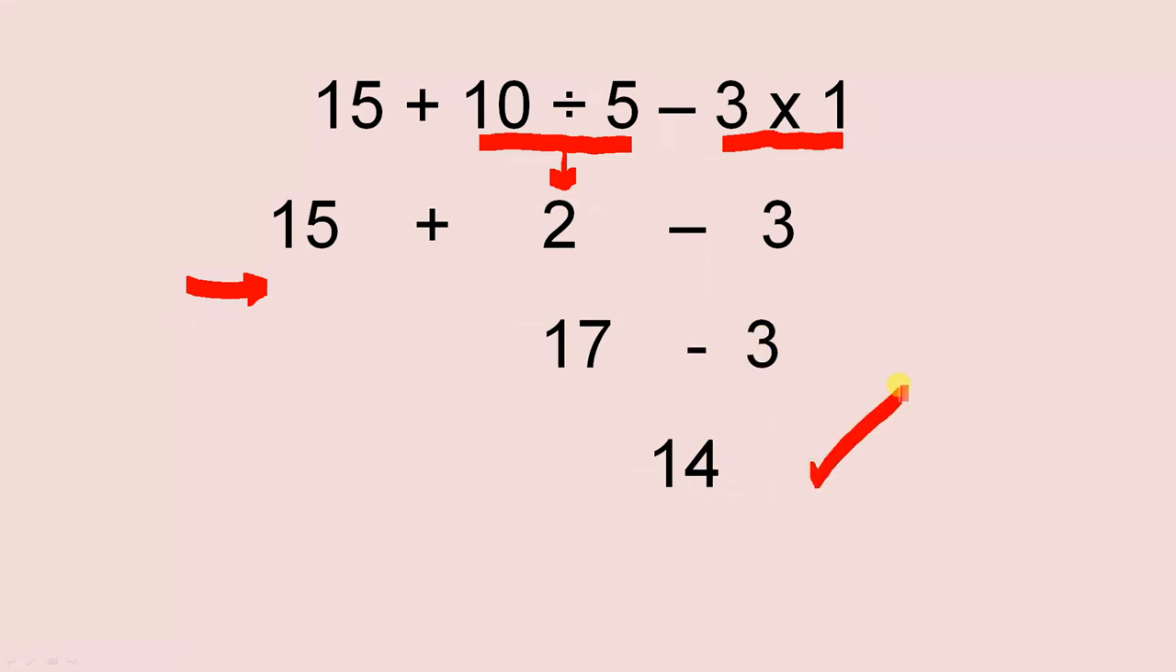And that is the correct answer because we have looked at our division and multiplication first. And from this line we've gone from left to right. And the reason we've done that, we only have addition and subtraction. And that is why that is the correct answer. So do not fall into the trap of going 15 plus 10 is 25. 25 divided by 5 is 5. That would definitely lead you to the incorrect answer.